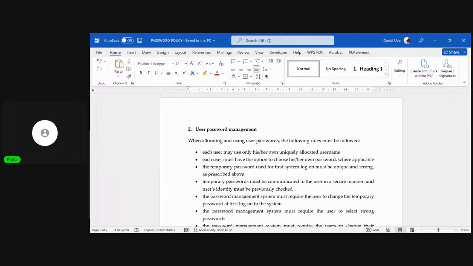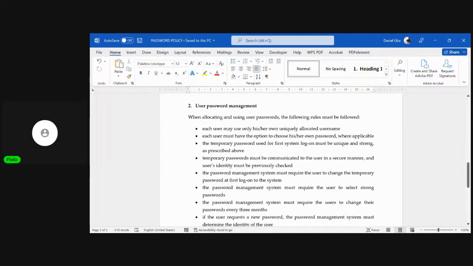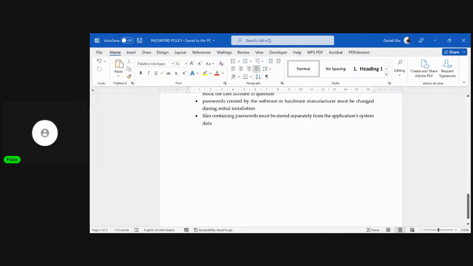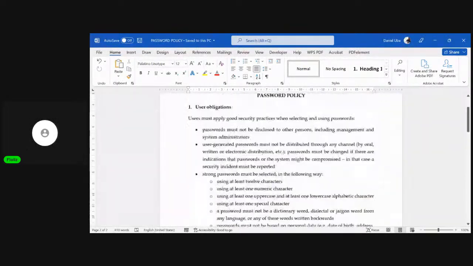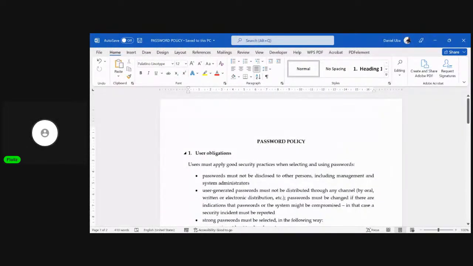Then each user must have the option to choose his or her own password. So it's not a case of giving every person a default password to go and use. Technology will solve all these things. But what CBN wants is that on paper, you have a documentation that says you have a password policy and you're implementing a password policy system that is in line with best practices.